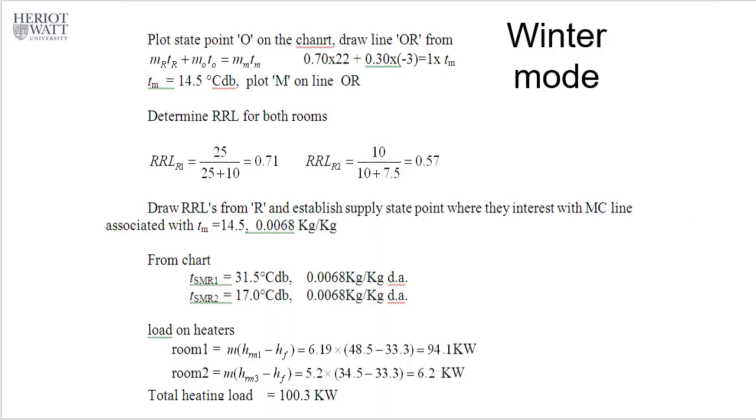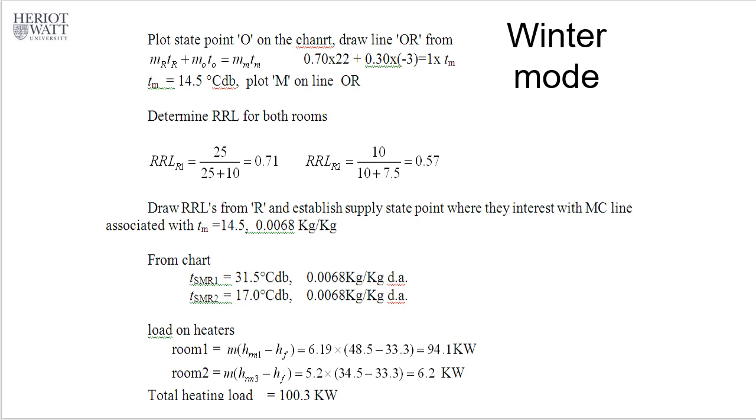Now for winter, again, you follow the same style. Plot point O for the outdoor condition on the psychrometric chart, and then draw a line to join O and the room together. Then you use the formula to calculate the temperature of the mixed air. Then you go back to calculate the room ratio line. Here you use the figures to sum them together.